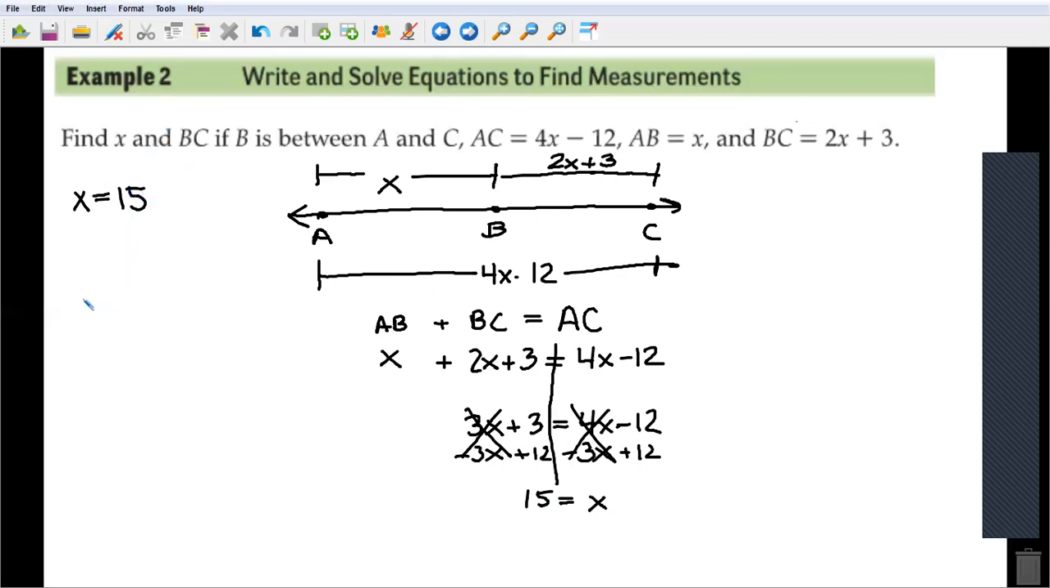The second thing we have to do is find out what BC equals. So to do that, I'm going to take this expression that we have here for BC, and I'm going to plug in 15 in place of x. So when I plug in 15 here, I get that BC equals 30 plus 3, which we can figure out then is 33.